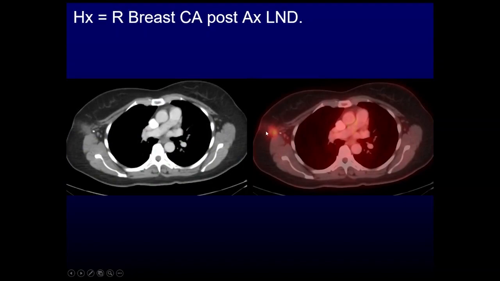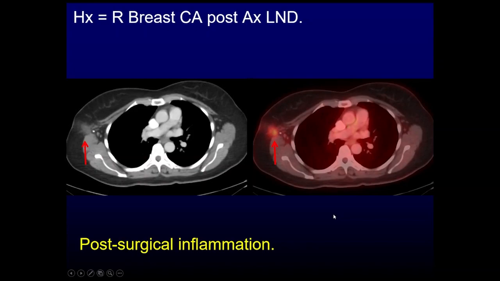FDG avidity in lymph node basins should certainly be compared with a CT. And here we can see this does not appear to be a lymph node. It looks like more a patchy soft tissue opacity. This is post-surgical change within the axilla, similar to the post-surgical change that we saw within the breast. So here is benign post-surgical change in the axilla, not an FDG avid node.